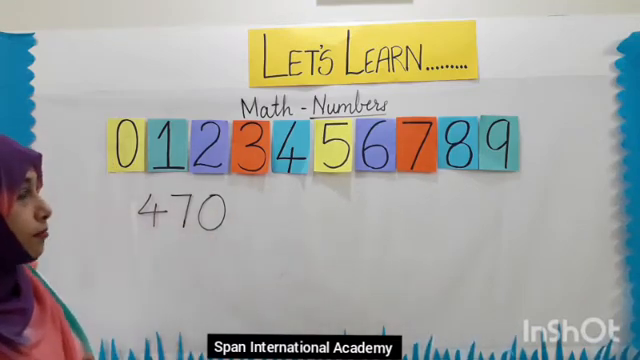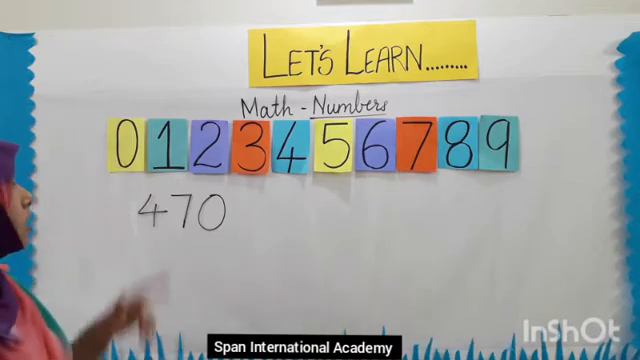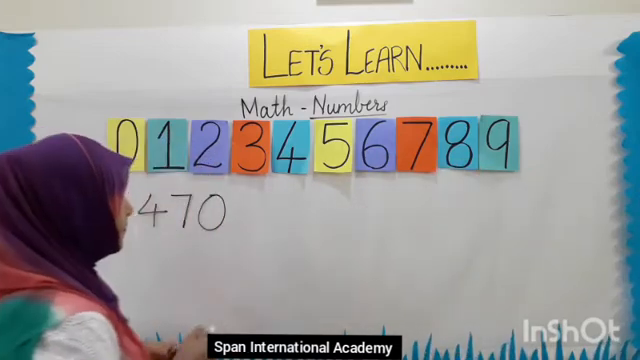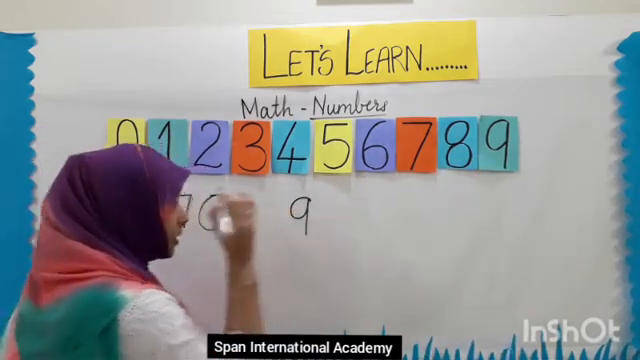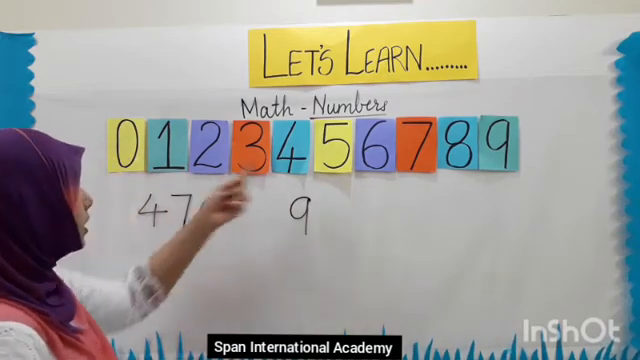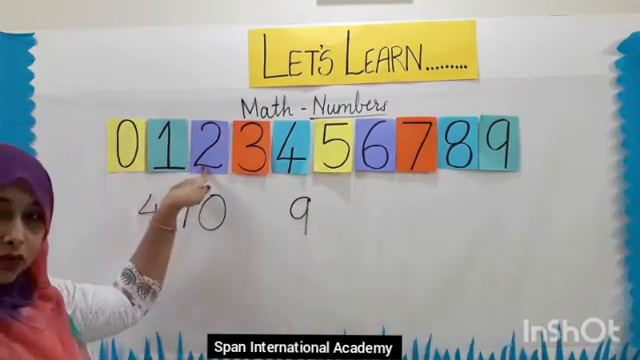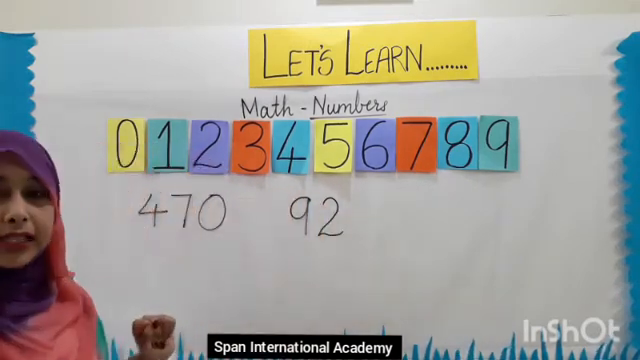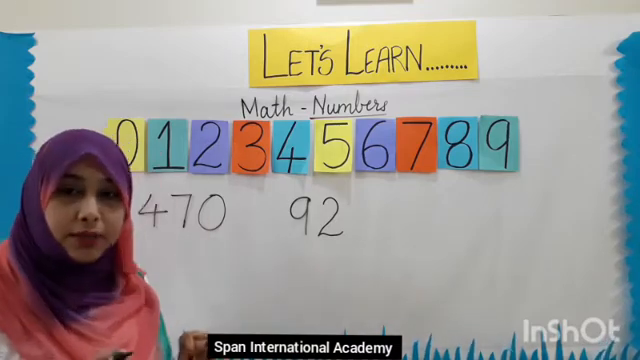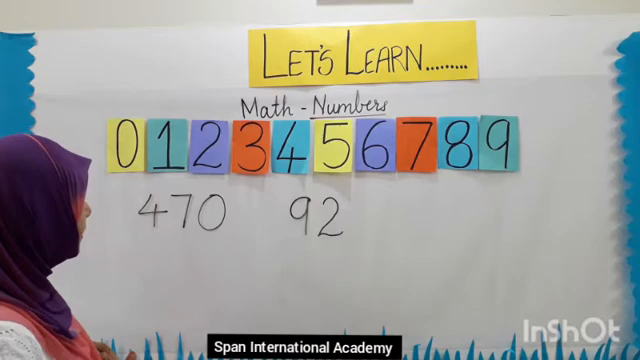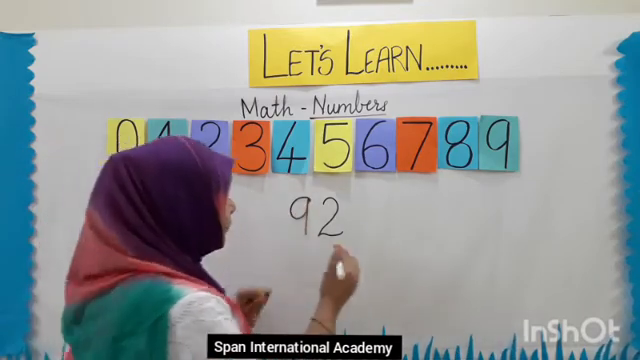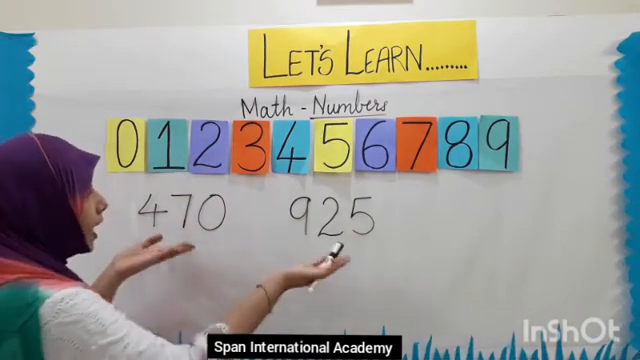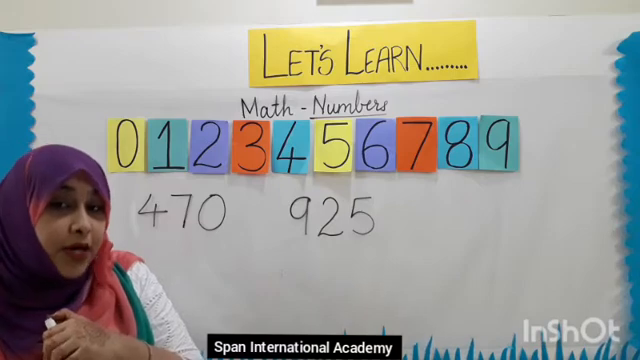Let's pick up one more number. Now let me take number 9. So the second number now I can take is, should I take 2? Okay, I'll take 2. And to make it a 3-digit number, I need one more number, students. Which one should I take? Let's take number 5. Okay, so now I have 2 3-digit numbers.